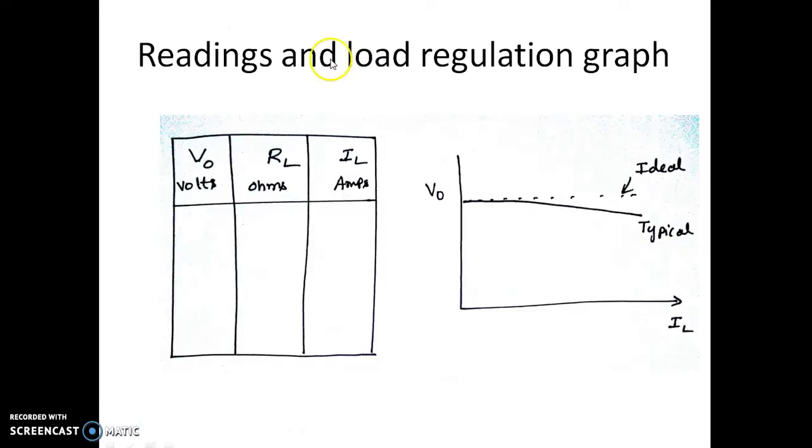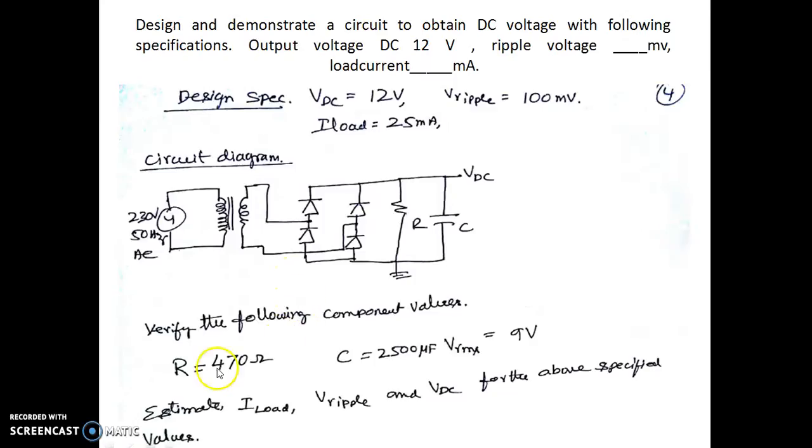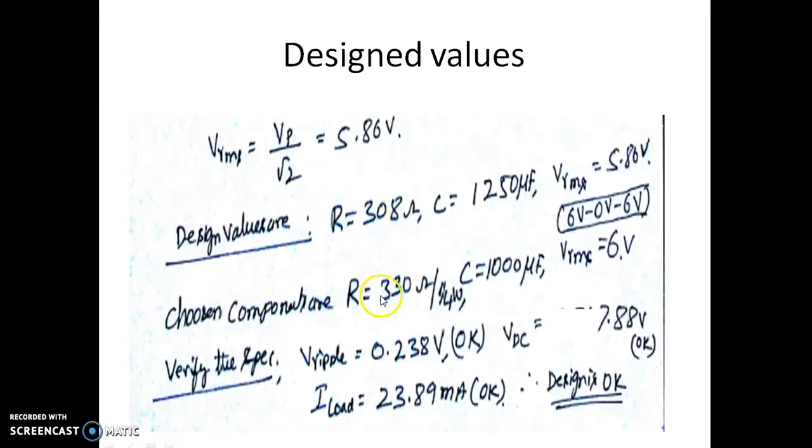We are supposed to do a load regulation, for which let us connect the value of RL such that it is varying. Let us vary the value of RL and increase the current, and note down the V0 value. Ideally V0 should remain constant whatever the load current is. In the previous example we took the value of R to be 330 ohm. Let us start reducing the value of R from 330 ohm to maybe 300 ohm, 200 ohm, 150 ohm, 100 ohm, and so on.